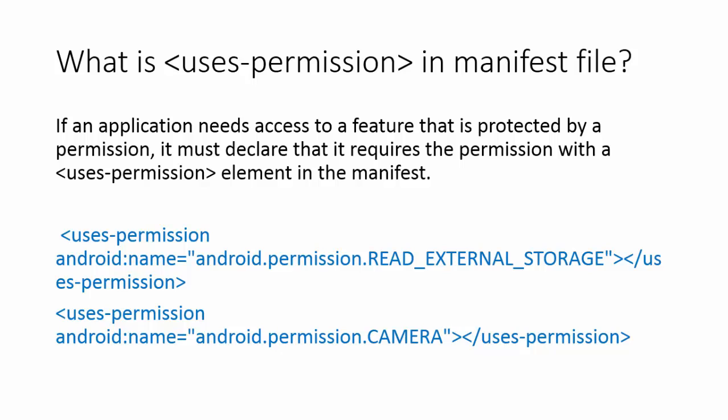What is uses-permission in the manifest file? If an application needs access to a feature that is protected by permission, it must declare that it requires the permission with the uses-permission element in the manifest. Suppose in this example we read the external storage for picking an image from the gallery, or we want to capture an image from the camera, so we specify this permission for the user. This permission is added to the manifest file, the Android manifest file.